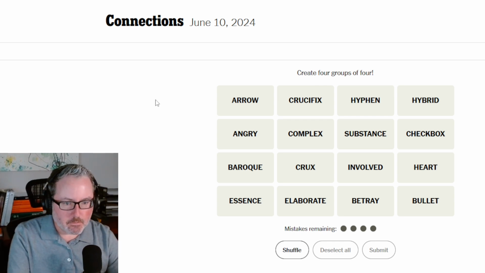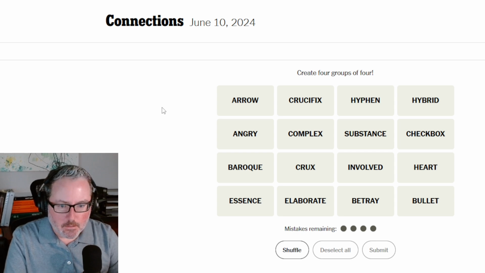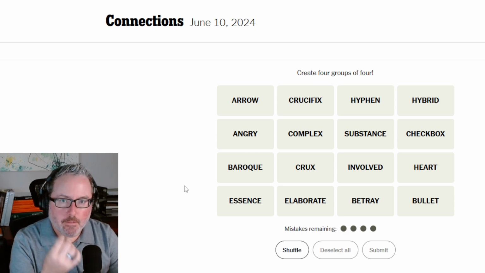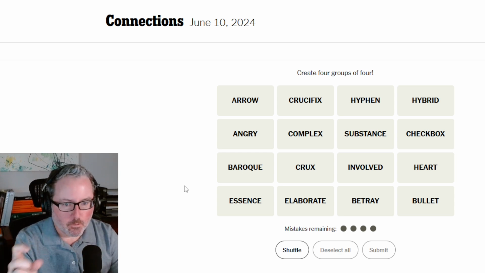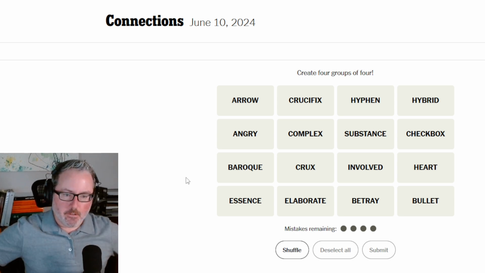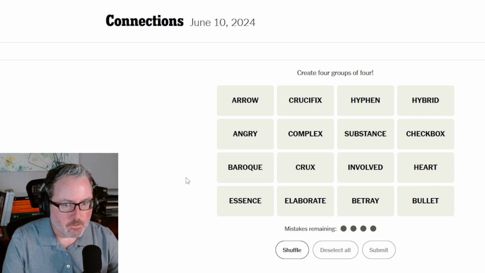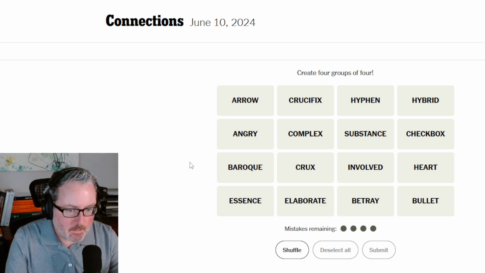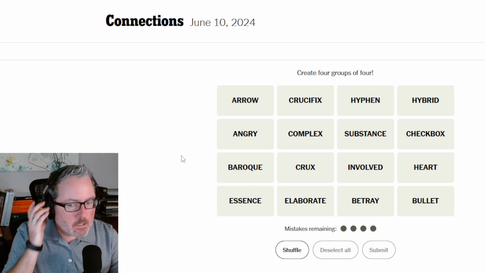So if you haven't played this one before, you've got 16 different words, and you have to create 4 groups. And those 4 words in each group have to have some sort of connection to each other to create an actual group. So let's get started on this one. This one is for June 10th, 2024, which is today. Let's get into this one and see what we've got.